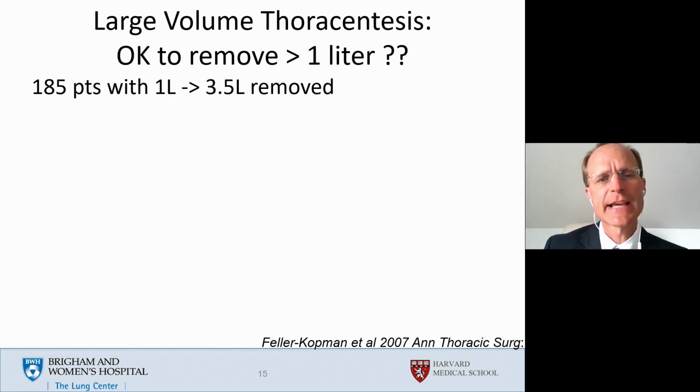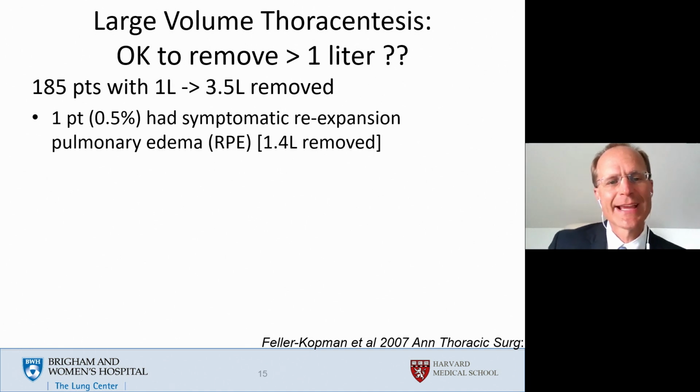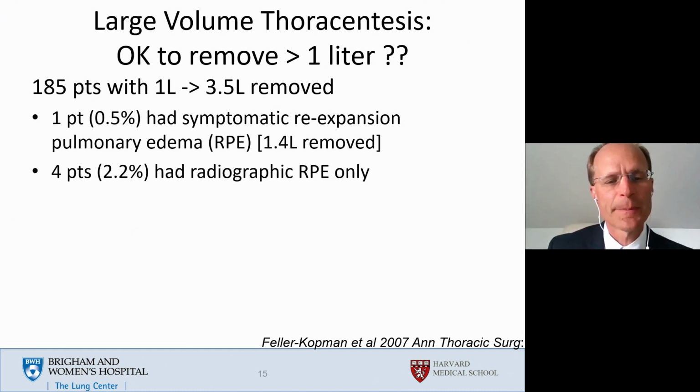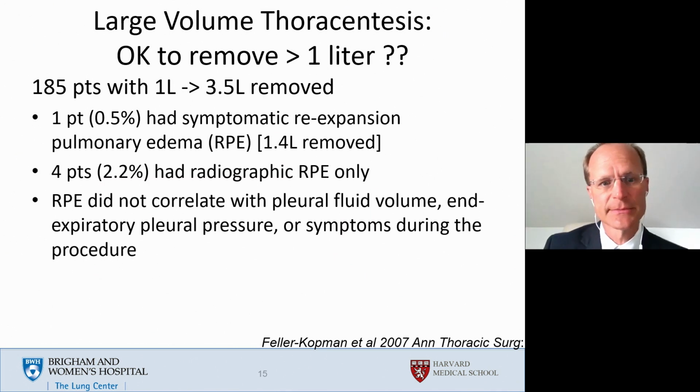However, data has accumulated on the rate of re-expansion pulmonary edema in the context of larger volume thoracentesis. And this is a seminal study of 185 patients where the hemithorax was drained dry, with anywhere from 1 liter to 3.5 liters being removed. And only one patient, 0.5%, had symptomatic re-expansion pulmonary edema. That patient had 1.4 liters removed. 4 patients total, 2.2%, had radiographic re-expansion pulmonary edema without symptoms.